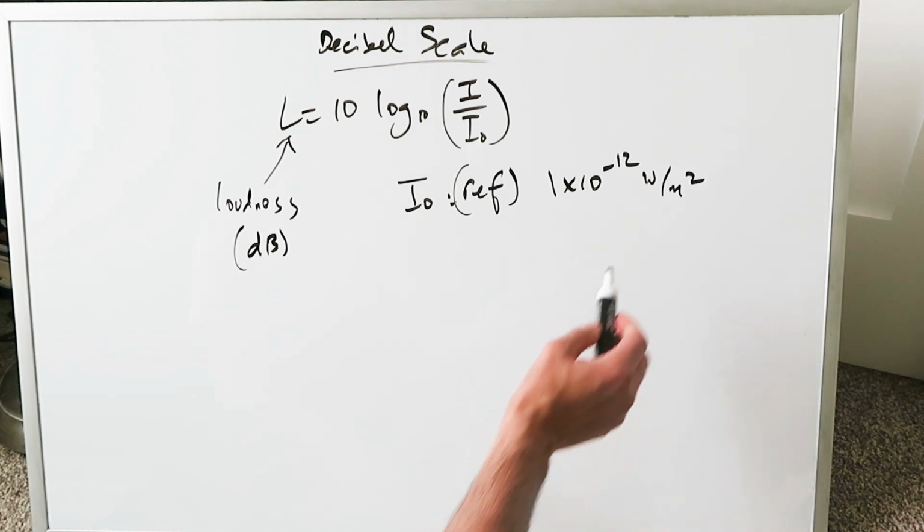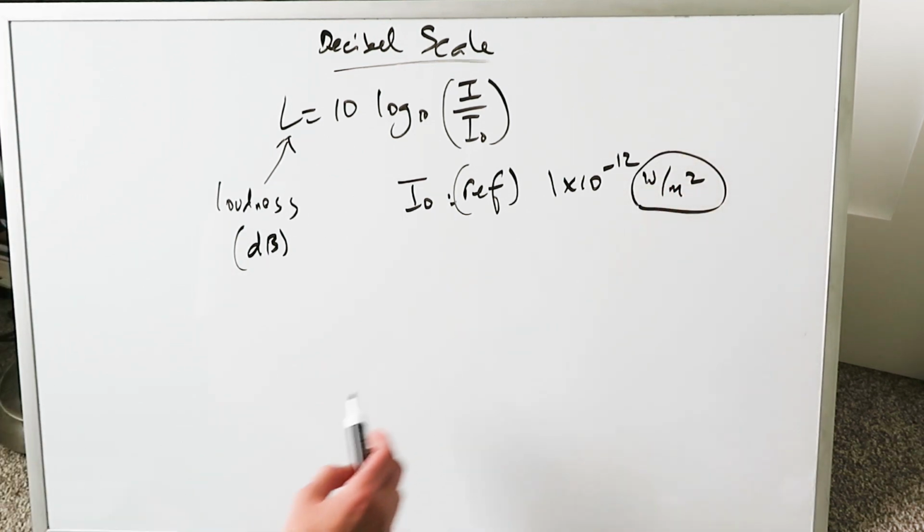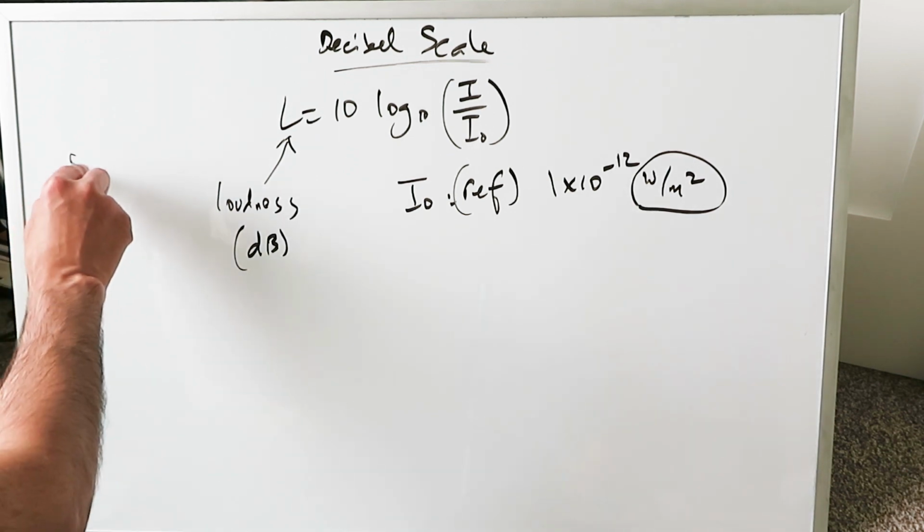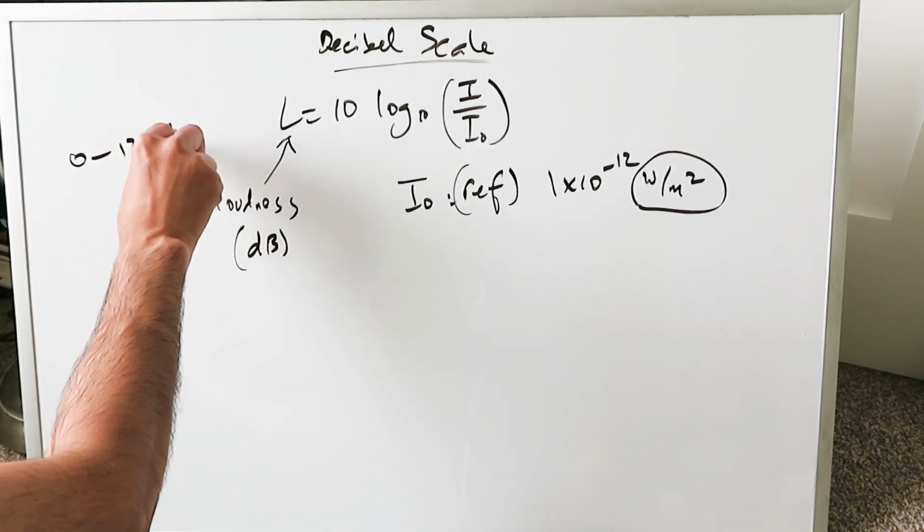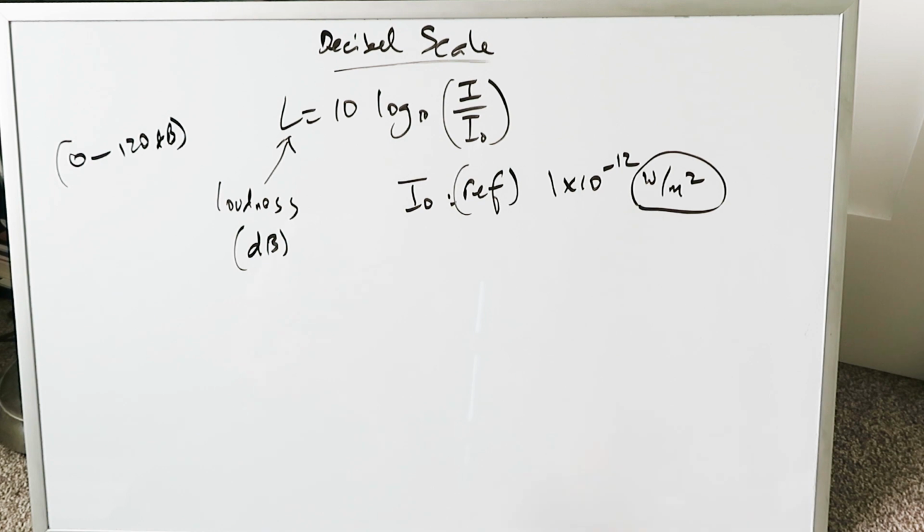The units of intensity are watts per meter squared. The units of loudness is decibels. Everything here is based on log base 10. The normal hearing of the human ear is from 0 to 120 decibels. You have to keep that in mind. Everything here is based on factors of 10.